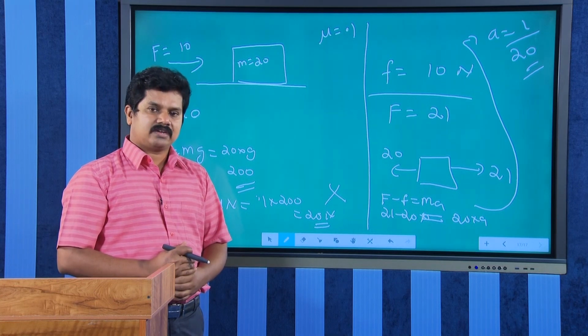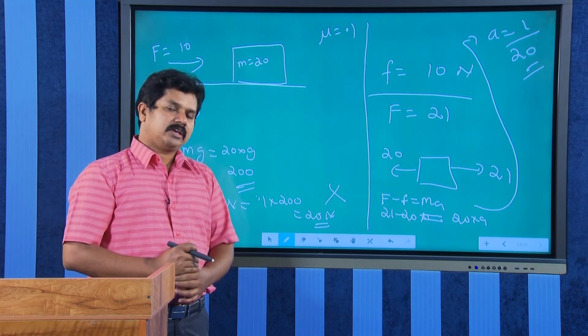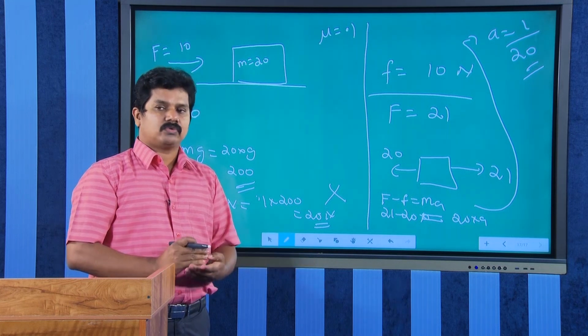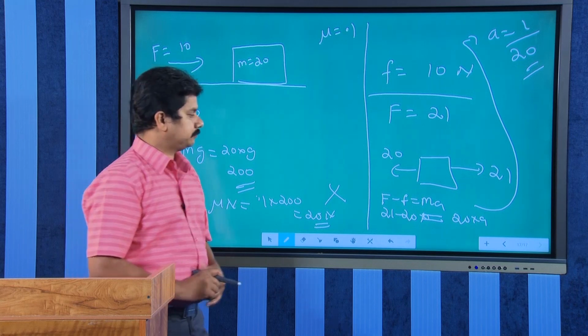Okay. So, static friction is self adjusting. It will be equal to the applied force in magnitude, but opposite in direction.